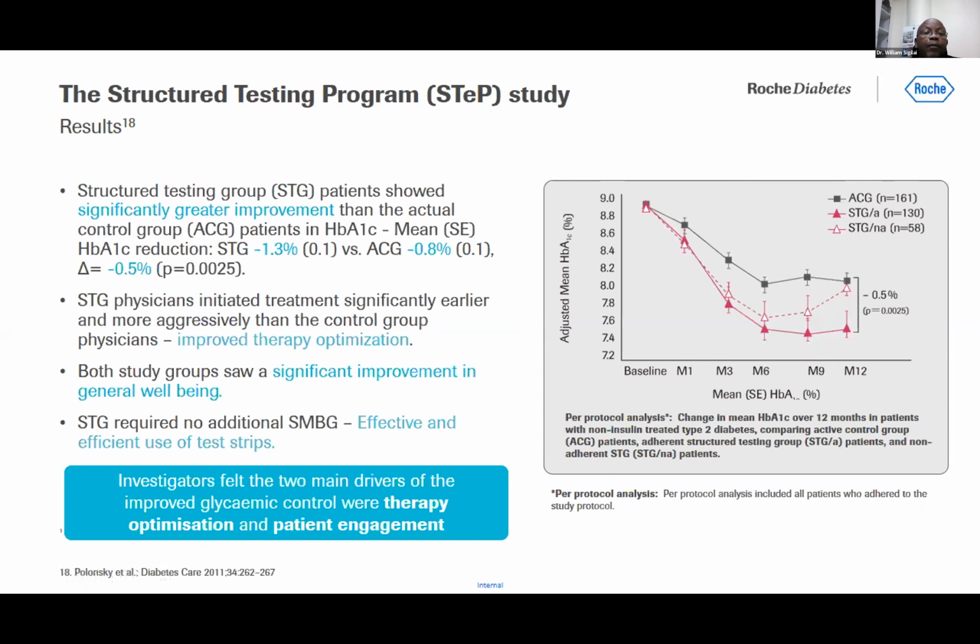As I have said, if you're able to get the patient's results sooner, every week, every 2 weeks, every month, this will allow you to plan intervention sooner than it would be the case if you have to wait for the next hemoglobin A1C. Both study groups saw a significant improvement in general well-being, and the STG required no additional SMBG. It is the effective and efficient use of the test strips, not wasting.